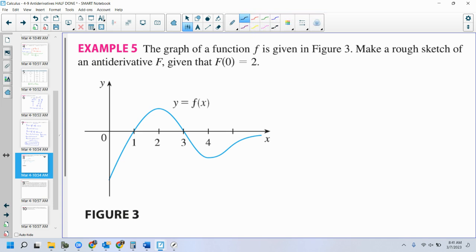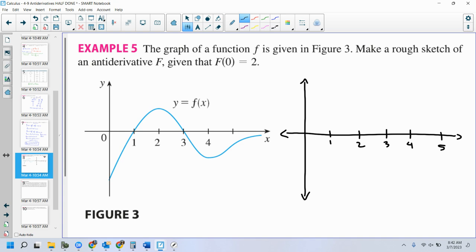You know what I'm going to do? I'm not going to try to put it on the exact same graph. I'm going to create a new one. Pretty much an exact copy. So we got 0, we got up to 5. 0, 1, 2, 3, 4, 5. Okay, so if that's the function, let's make a sketch of the antiderivative.